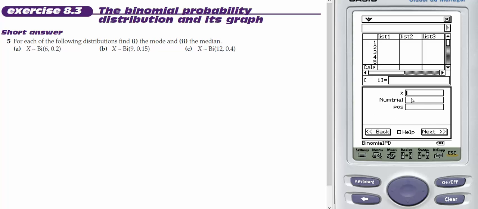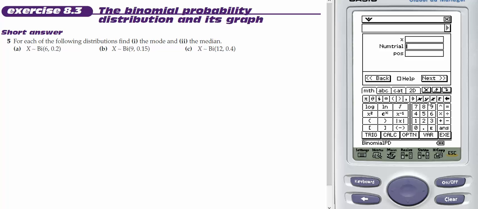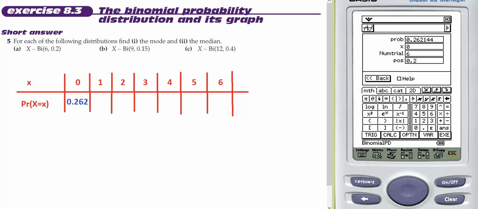Next, the number of trials will be 6. The probability of success is 0.2. And x is the value we want the probability of. Let's say 0 for the moment, but I can change that to all the different numbers. Next, so the probability of 0 is 0.26. So in a table, the probability of x equals 0 is 0.262.